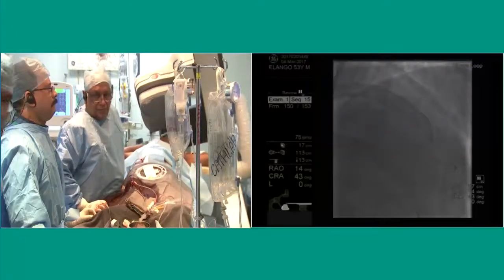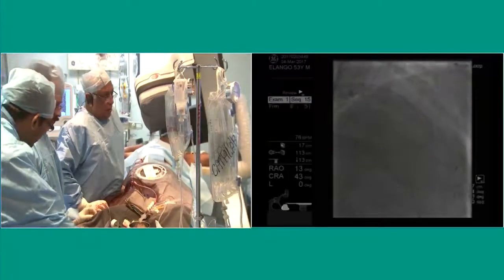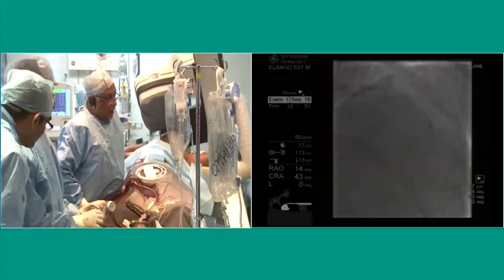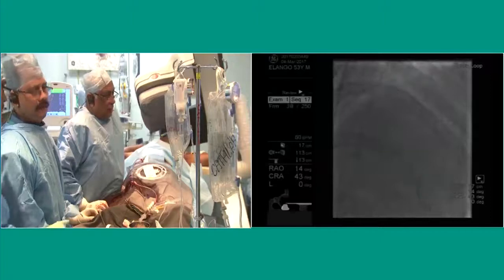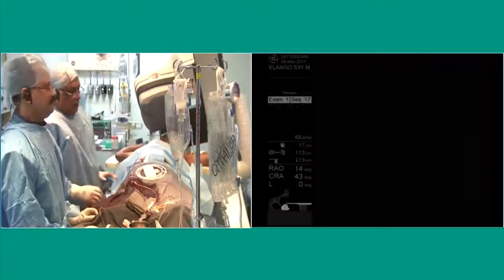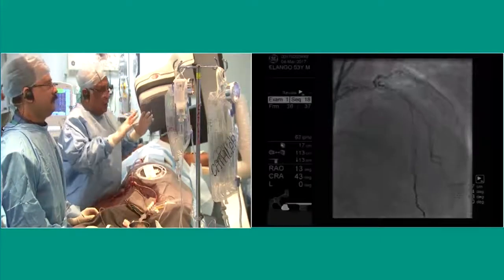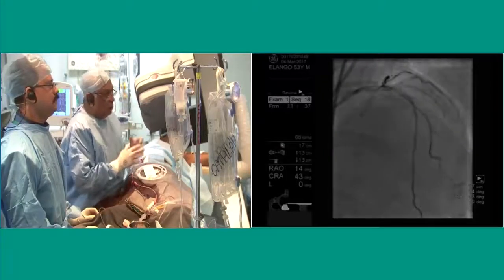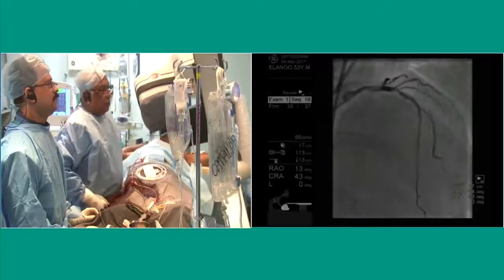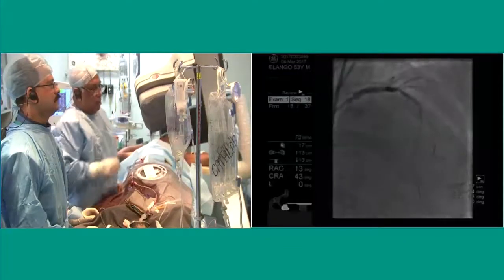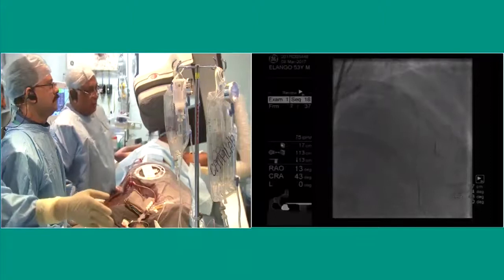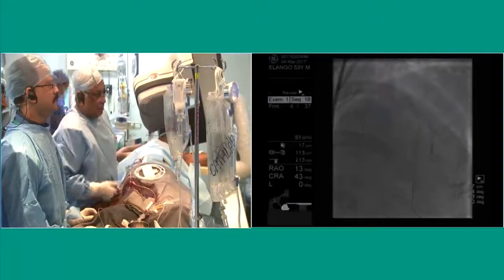Next. And then we pulled the other wire back, which was under the stent. Next. Because I have to fix the LAD diagonal bifurcation now before I put another stent in the proximal segment. Otherwise, we will get into trouble with one wire underneath.